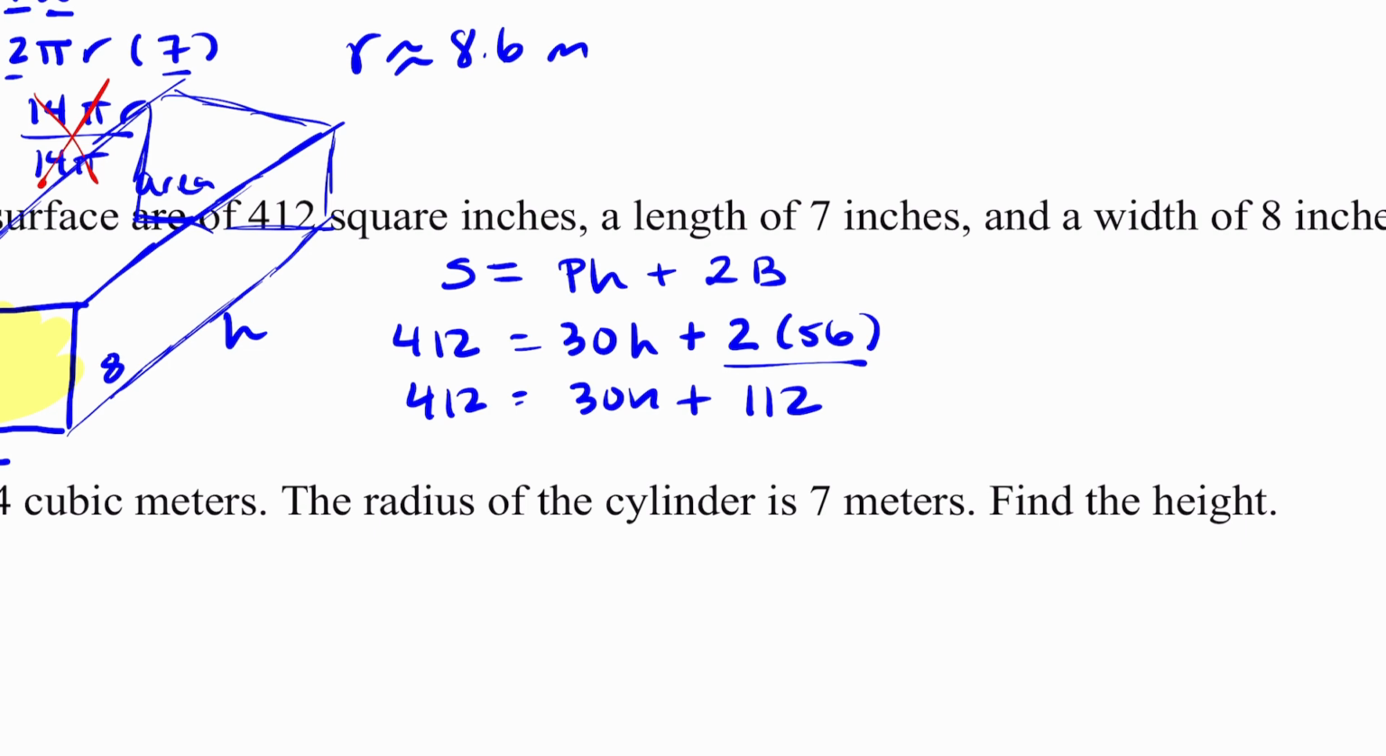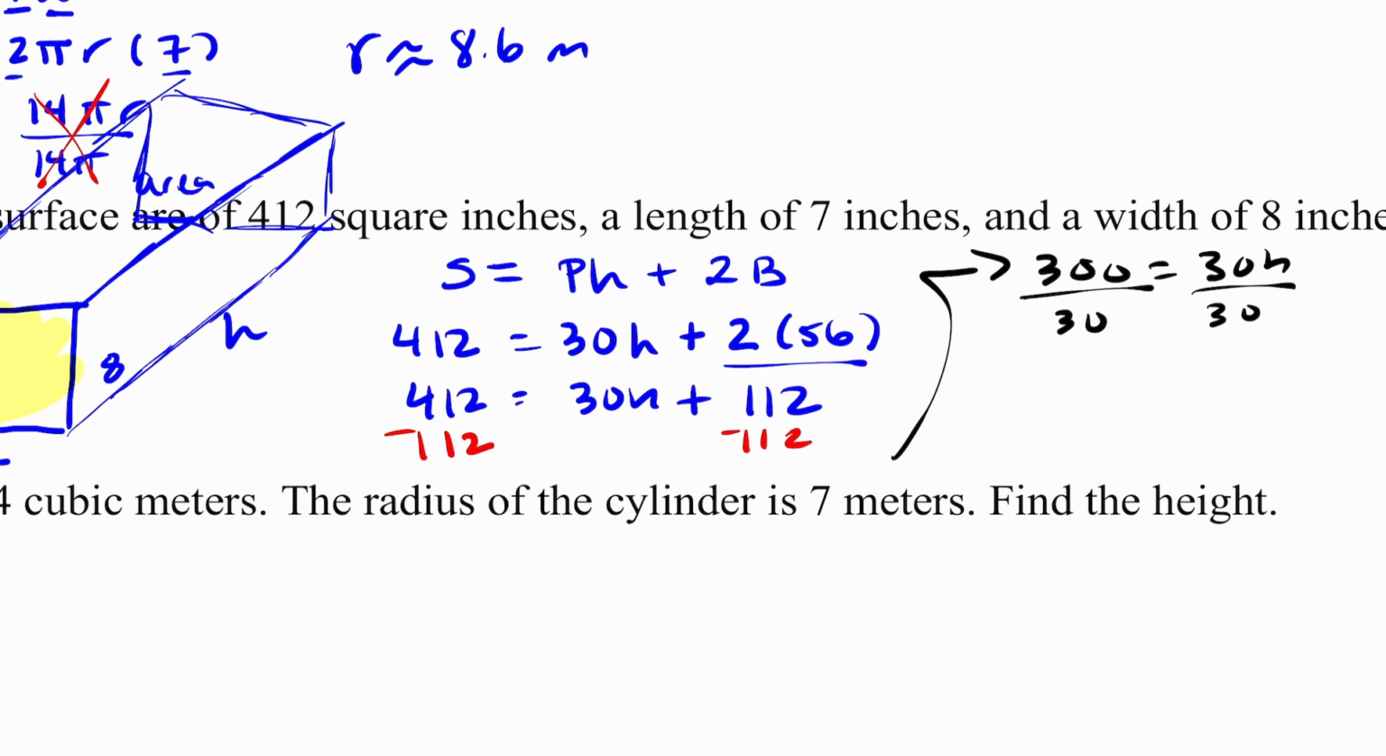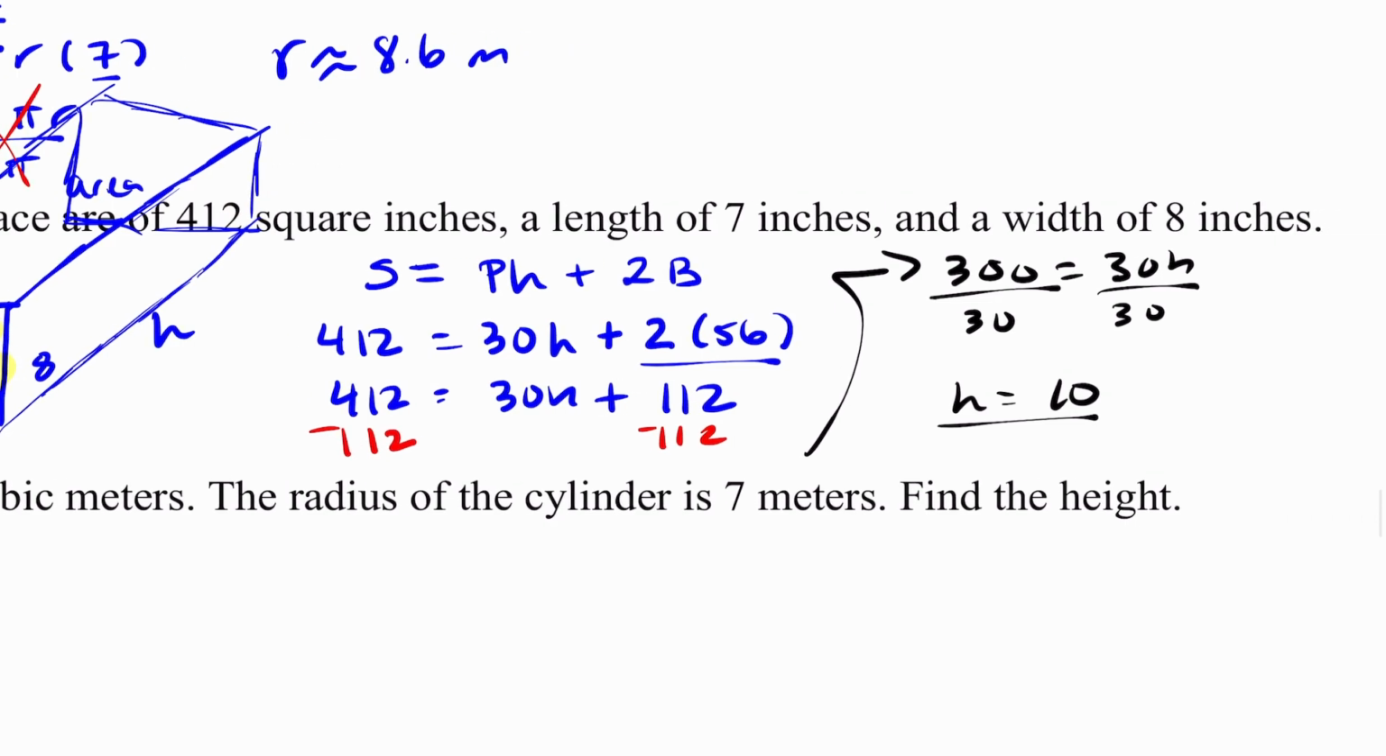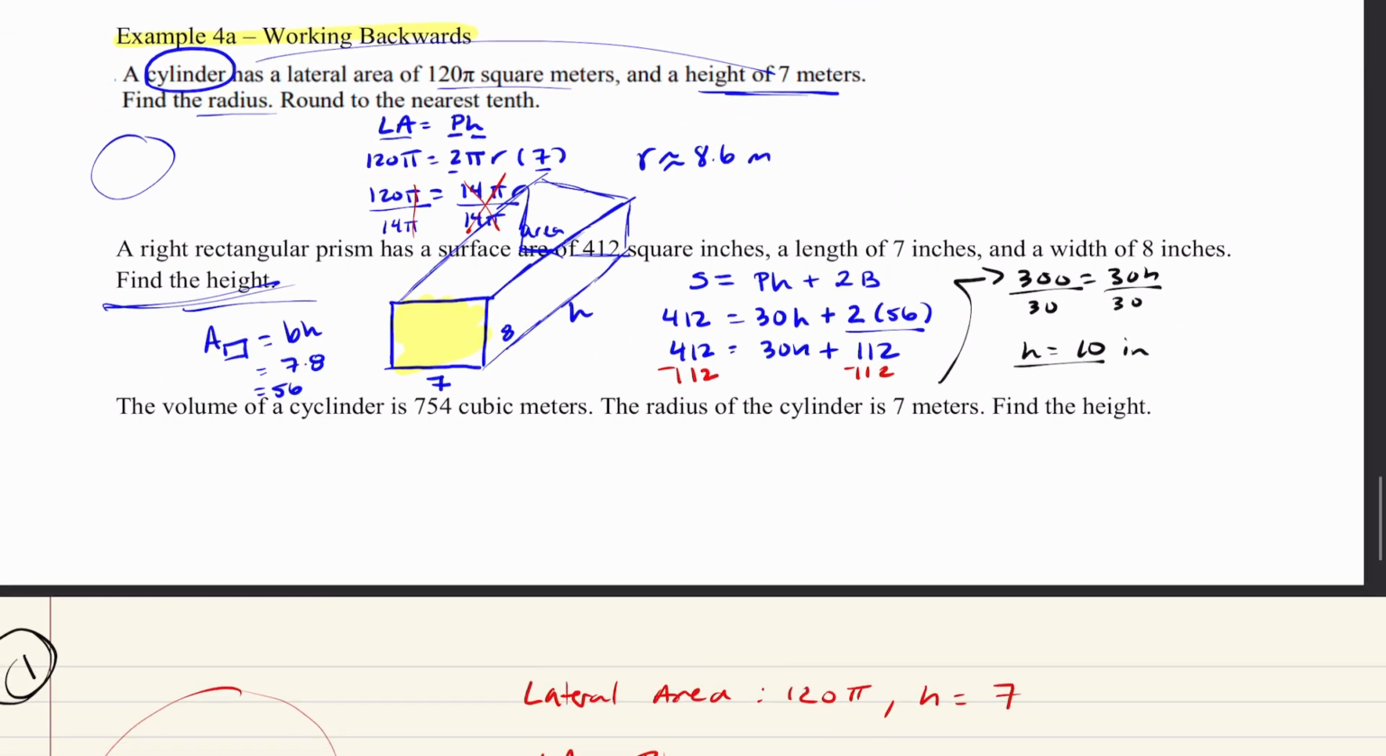And now what I'm going to do is subtract both sides by 112. And I get 300, which is equal to 30h. And I'm going to divide both sides by 30. So that should give me 10. So the height is 10. 10 what? 10 inches. Okay.